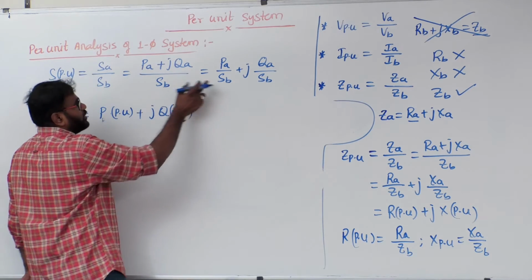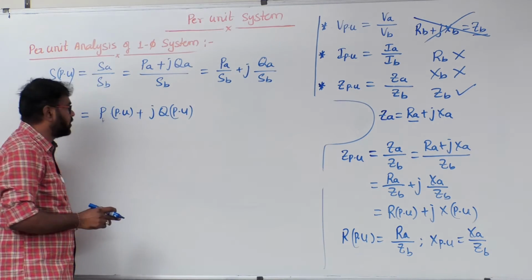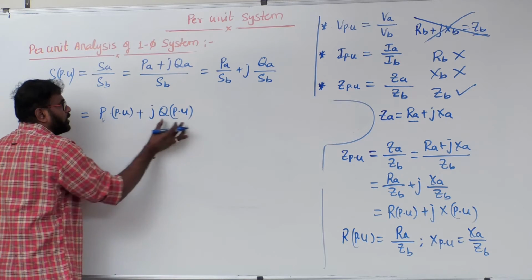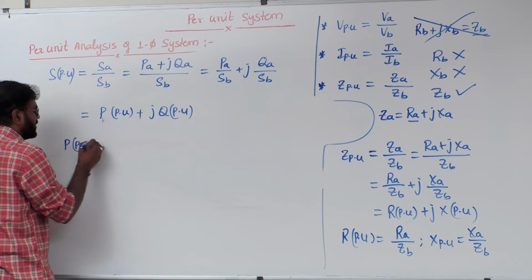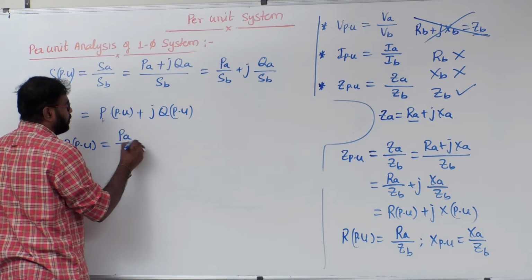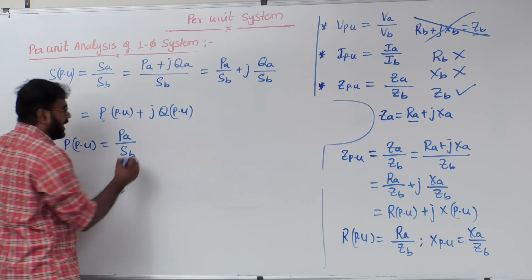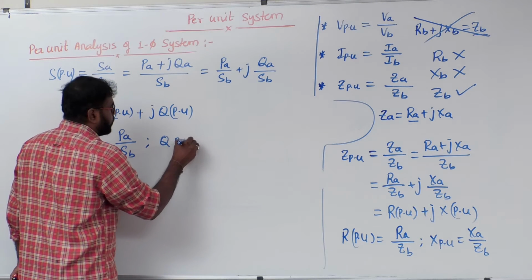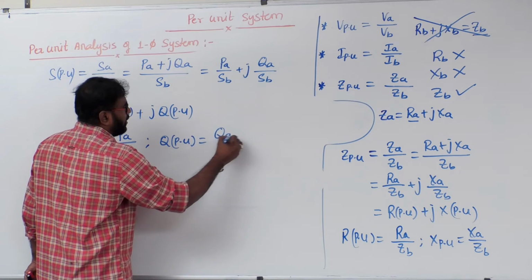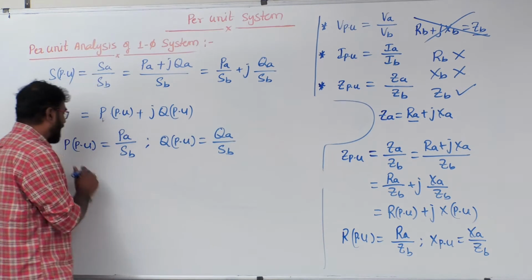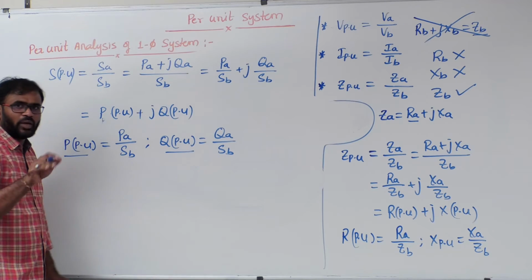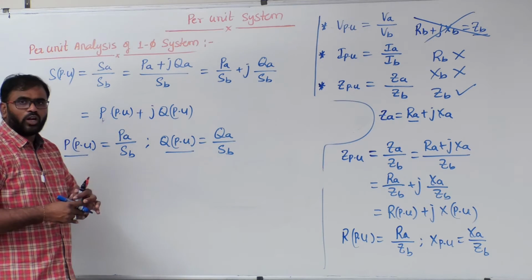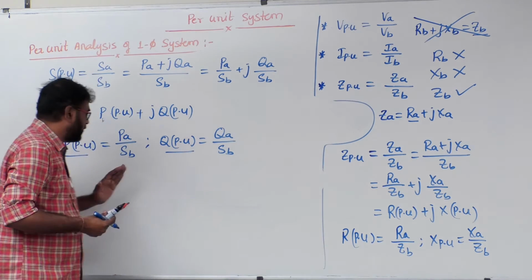Anyway, PA by S base plus J times QA by S base I can write. PA by S base is P per unit, and QA by S base is Q per unit. So P per unit equals PA by S base, and Q per unit equals QA by S base. That means active power per unit and reactive power per unit. Don't confuse. So finally, just like what we defined for R per unit and X per unit, I can define here.